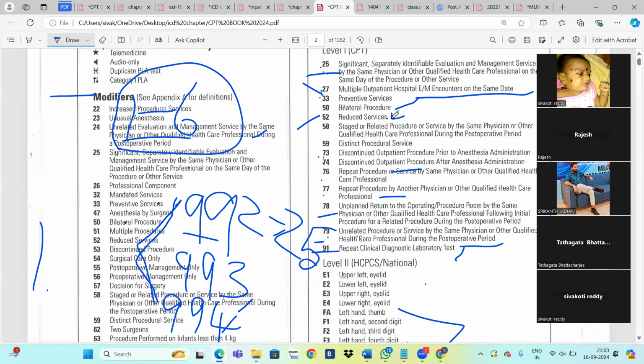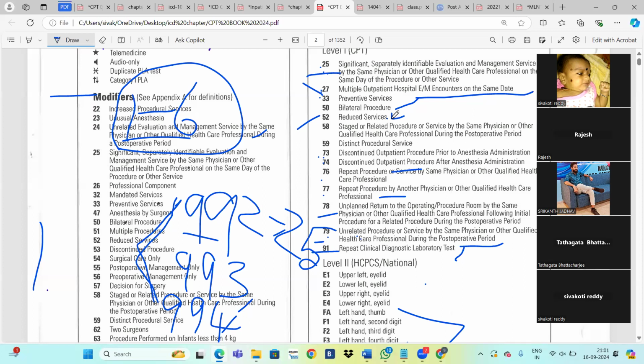Suppose they did 70% of the procedure, then the procedure was unsuccessful. They stopped. They canceled. 52, reduced service, means the complete definition of the CPT description will not finish. The CPT description will not finish completely. Then you need to use reduced service.